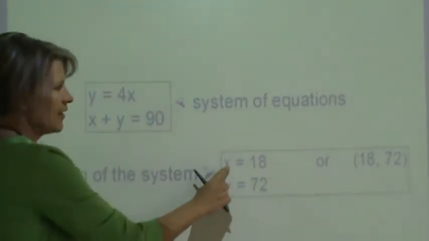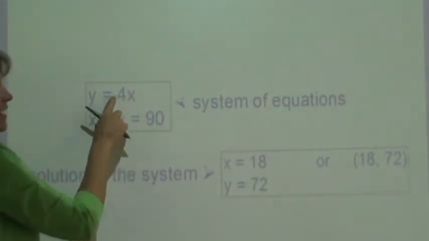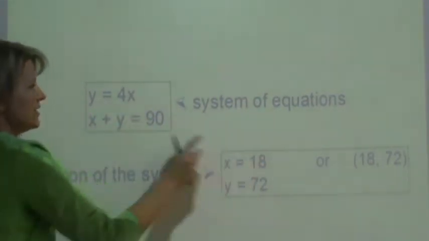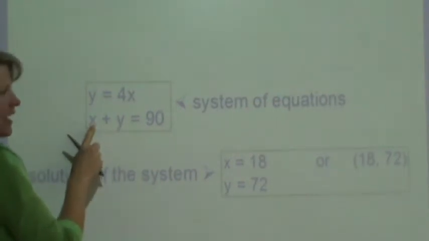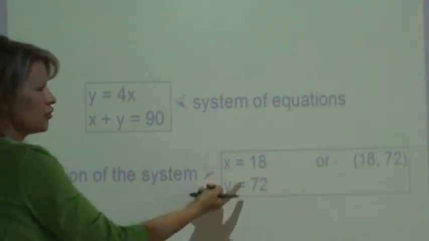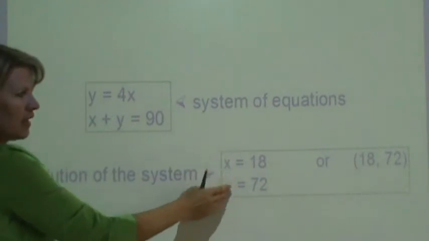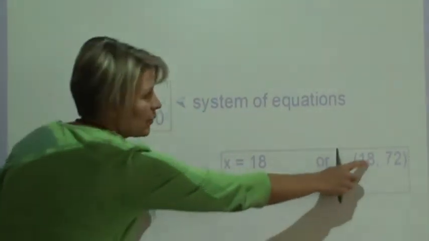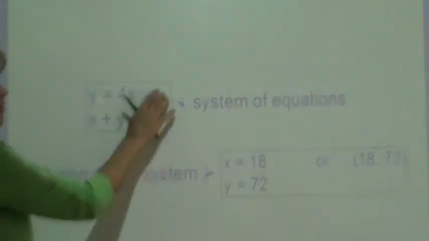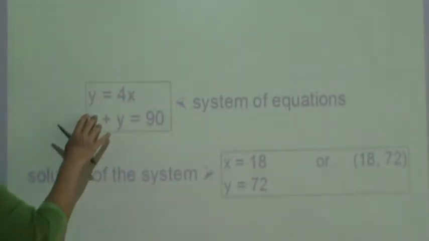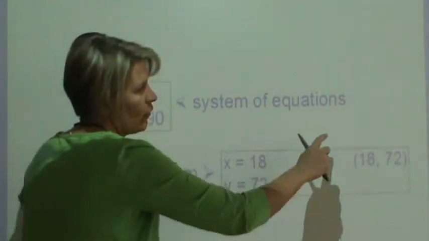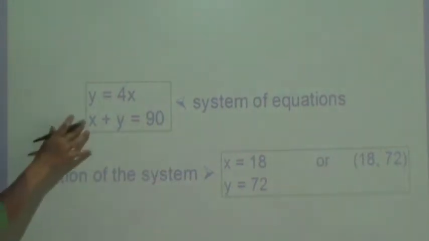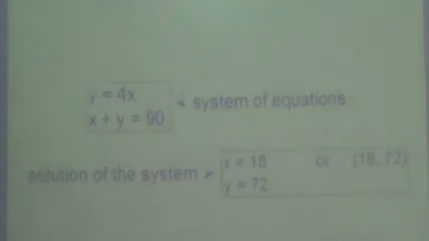So if I check this, if x is 18, 4 times 18 is 72. Okay, it's true for this one. And in this one, if x is 18 and y is 72, then 18 plus 72 equals 90. That's true, okay? So this would be our solution, and it's the only solution. It can also be written as an ordered pair because actually what we can do is graph these two. These are lines, and they cross at over 18, up 72. But for now, we're going to look at it on paper, not on the graphing.